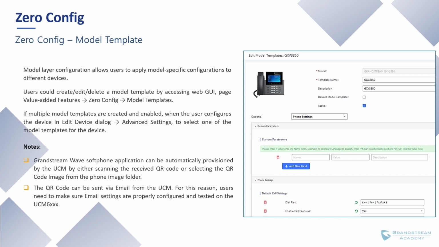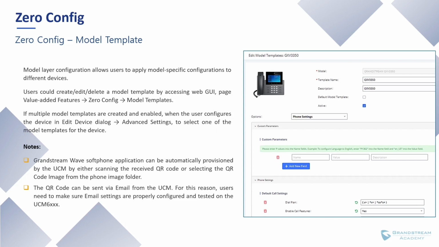and the default model template will also take effect when generating the config file for the device. However, the selected model template has a higher priority than the default model template when it comes to the same settings. If the same option has different values configured in the default model template and the selected model template, the value for this option in the selected model template will override the value in the default model template.